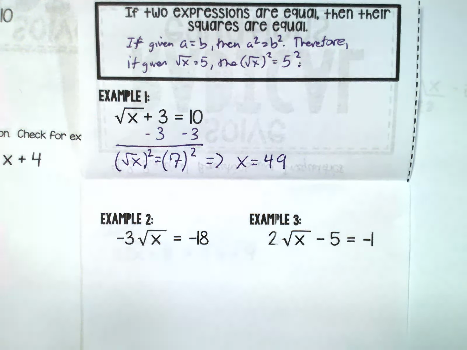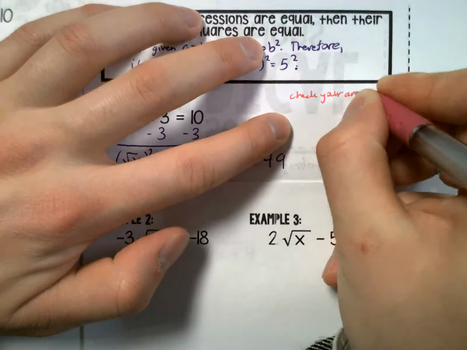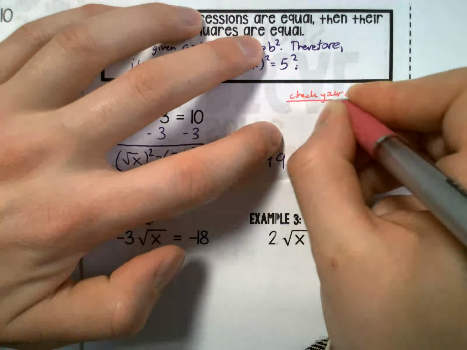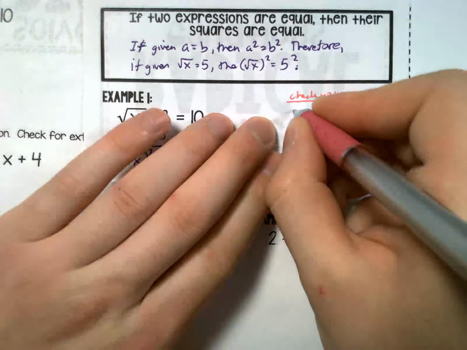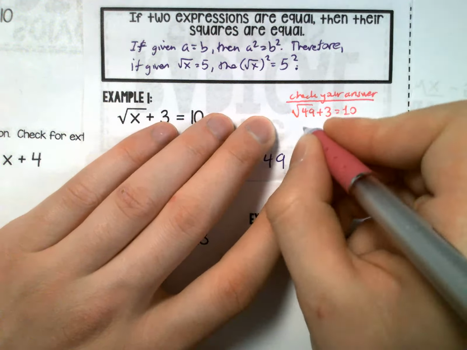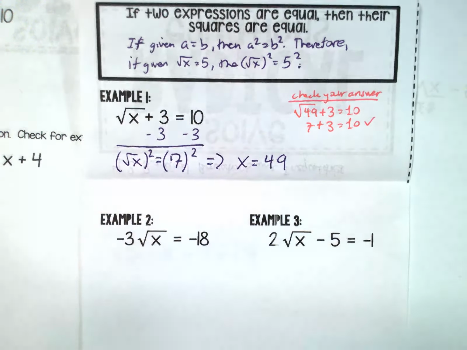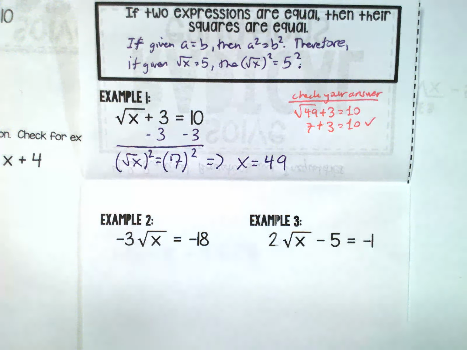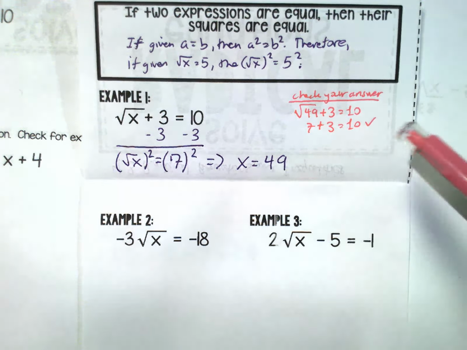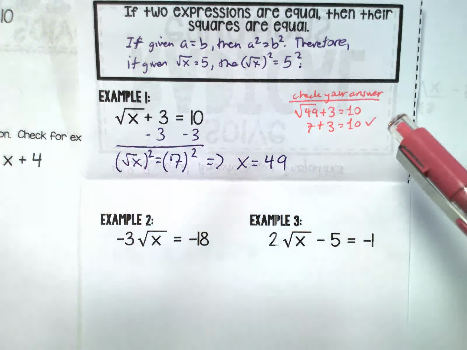And that's our answer. If you want to check, plug 49 back in, so we get the square root of 49 plus 3 equals 10. Square root of 49 is 7, plus 3 equals 10. It checks out. So if you want to check it, you can always plug your answers back in. This is going to be very important because we're going to be doing this later on in our notes, specifically for a type of problem.